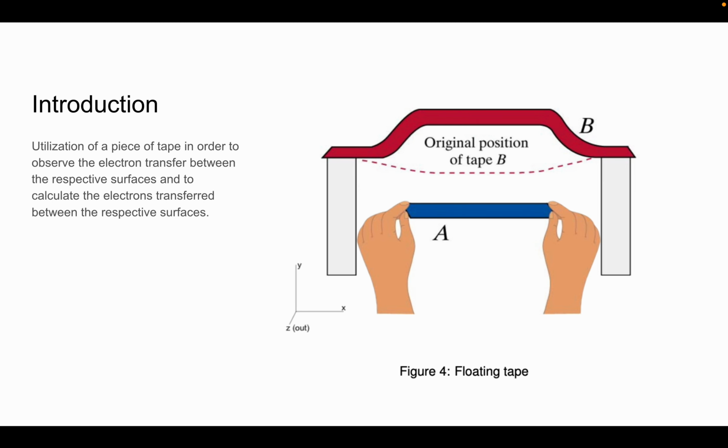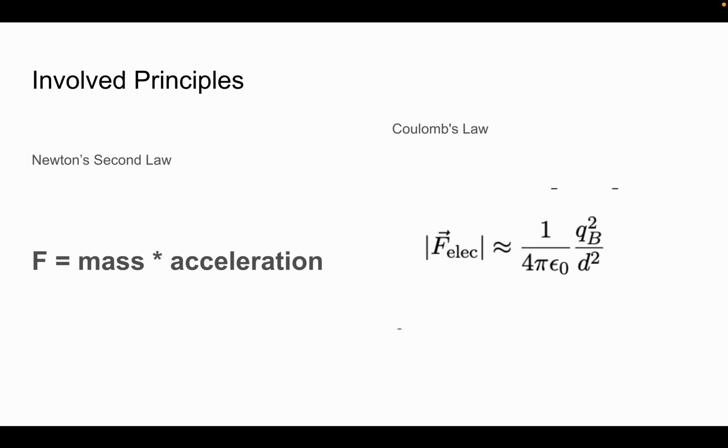So the introduction of the lab: utilization of a piece of tape in order to observe the electron transfer between the respective surfaces and to calculate the electrons transferred between them. To the right here is Figure 4 from the provided instructions, and it shows the original position of tape B, and will also show where tape A will be when we're trying to measure the distance or fluctuation of tape B due to the charge and its effect.